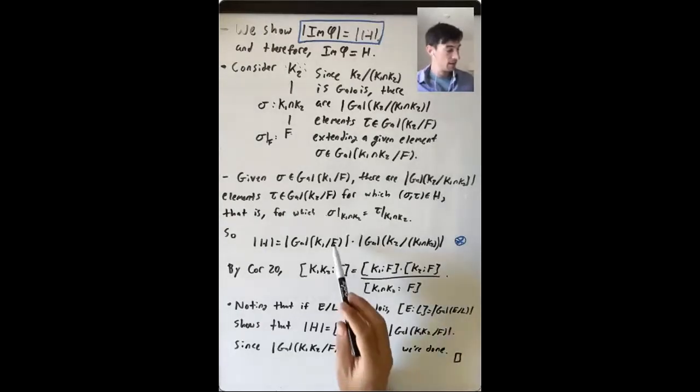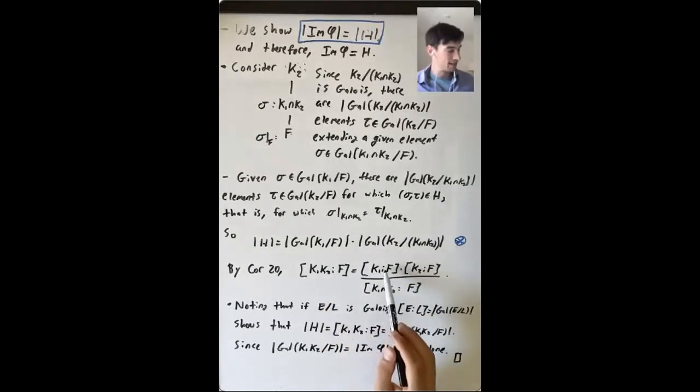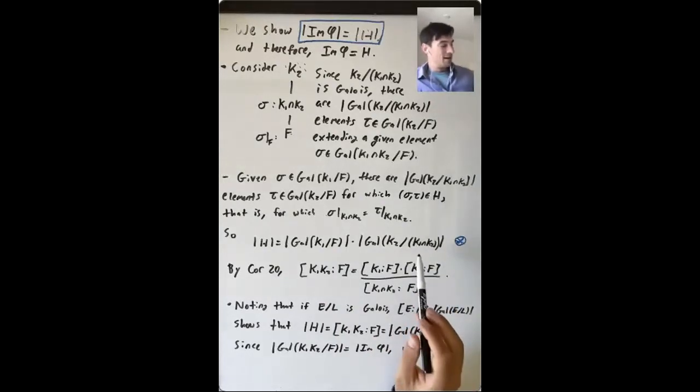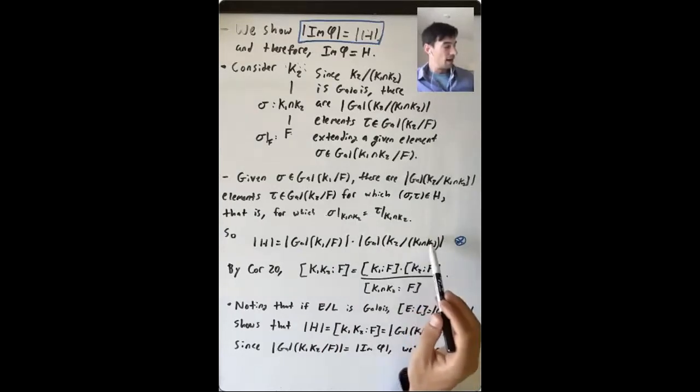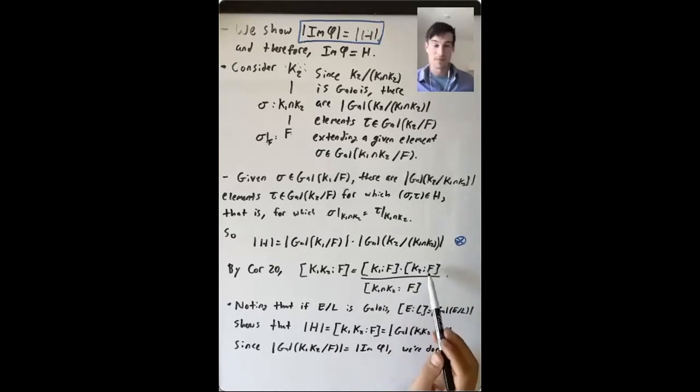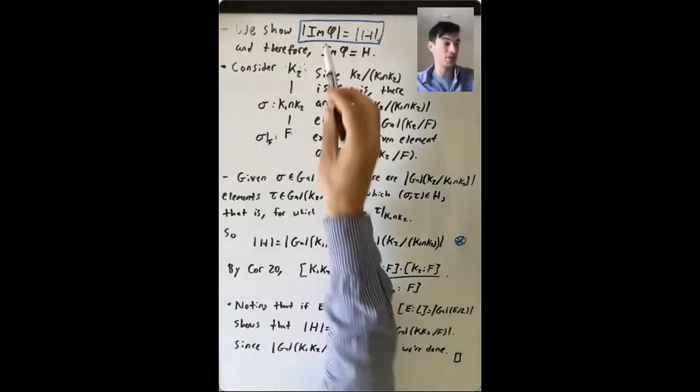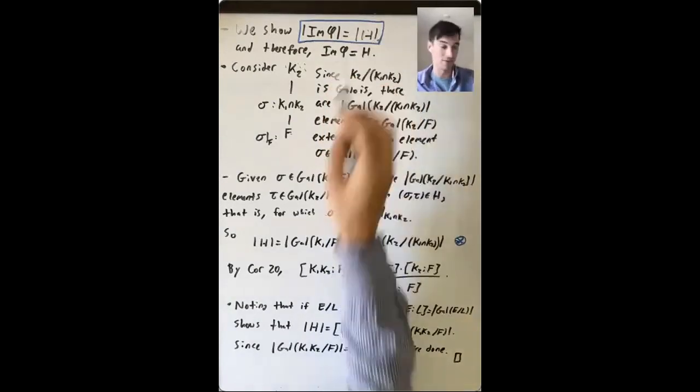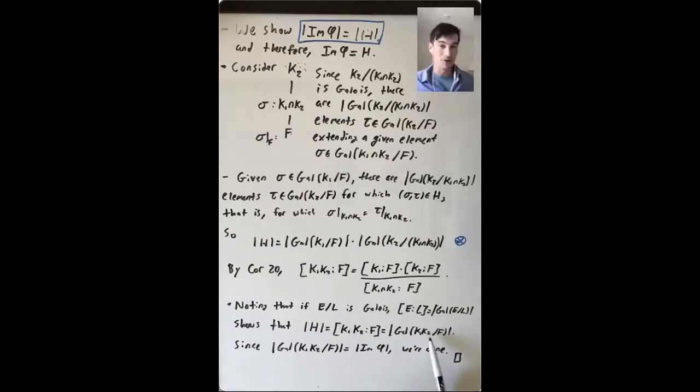So what does that mean? Here, this order is this order. This order is the degree of K2 over F divided by the degree of K1 intersect K2 over F. Okay, so that says that the order of H is the order of the Galois group of K1, K2 over F. And now, that's not what we were trying to say at the beginning. What we were trying to say is that the order of the image of phi is the same as the order of H. But we know that this Galois group of K1, K2 over F is isomorphic to the image of phi. So they have the same order.